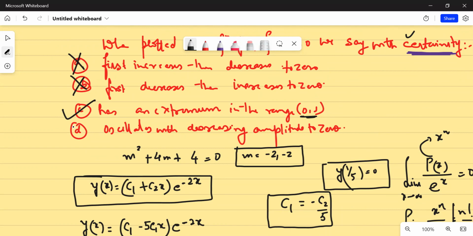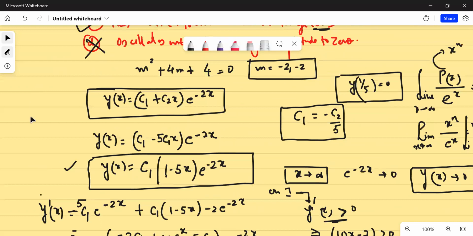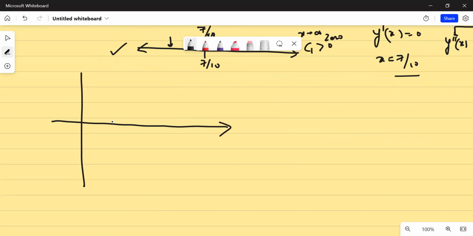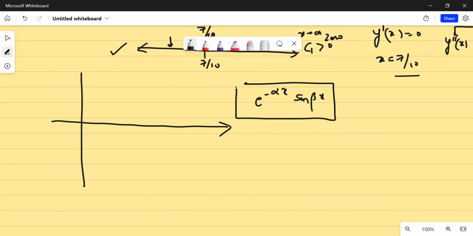Oscillates with decreasing amplitude, not at all. Forget about it. Why forget about it? Let us come to this also, the last option. What does it mean? It says that a function is such that it oscillates and the amplitude decreases to 0. One example you can see is this. This is an oscillating function whose amplitude is decreasing to 0 as x tends to infinity.